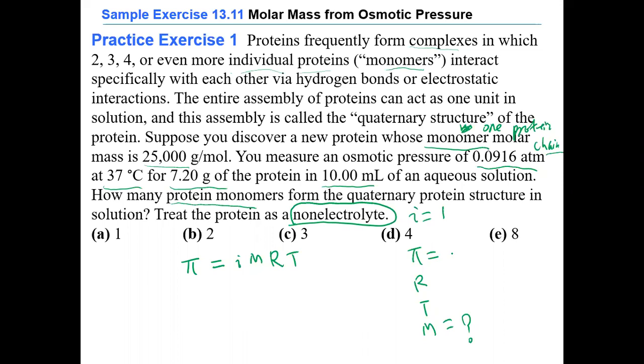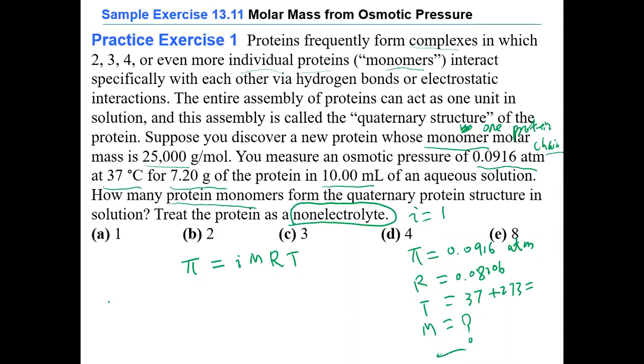Okay, so pi is the pressure in ATM. So that is given, 0.0916 ATM. What is R? The gas constant, your old friend, 0.08206. What is T? Temperature in Kelvin. So they give you 37, you have to change into Kelvin. So this is the question mark we don't know. Okay? So now you plug everything in.